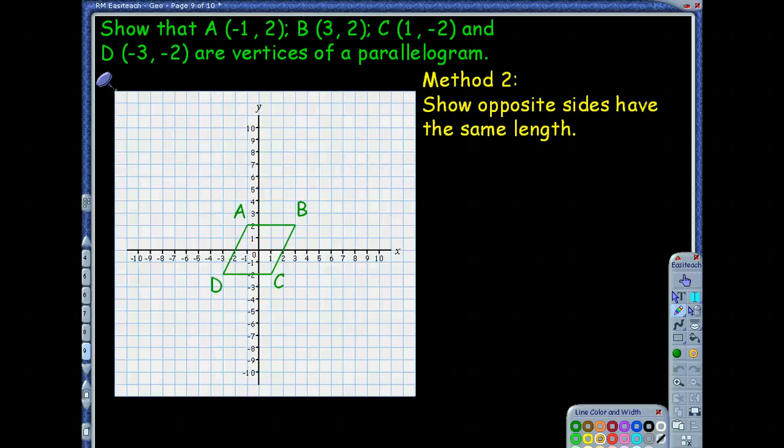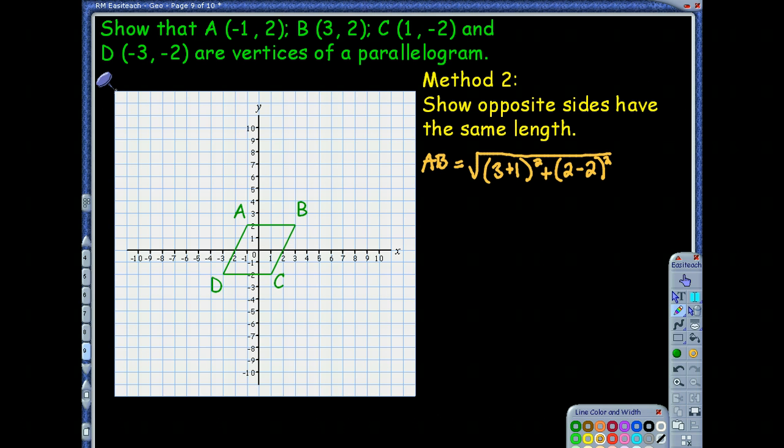All right, so let's start with segment AB. To find the measure, I'm going to leave the segment bar off because I'm talking about its length. So the length of AB, I'm going to take the square root of 3 minus negative 1, squared, plus 2 minus 2, quantity squared.